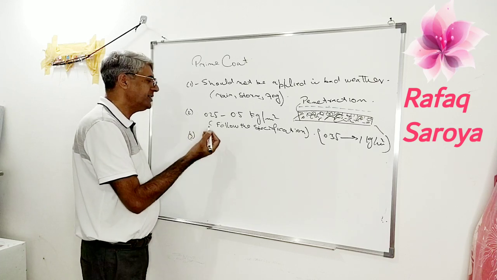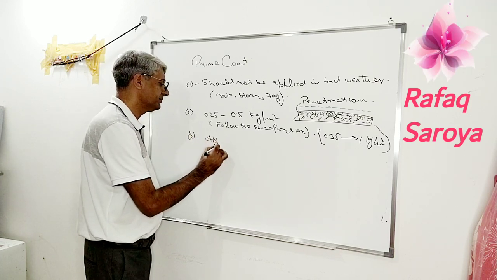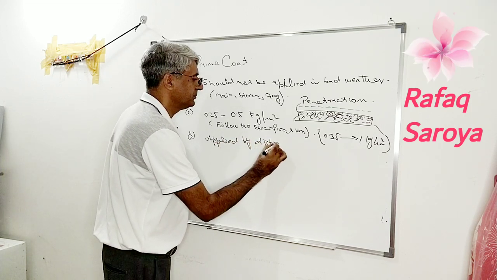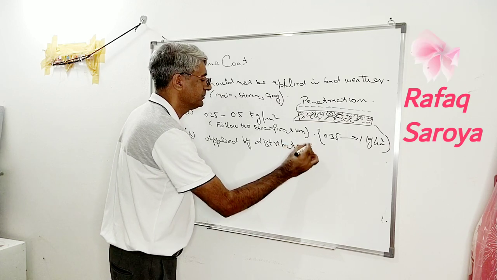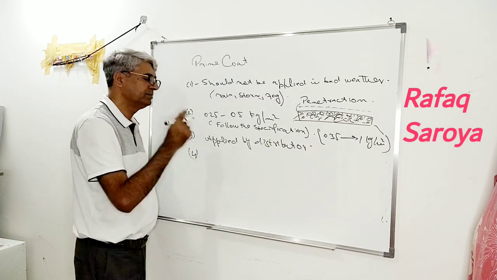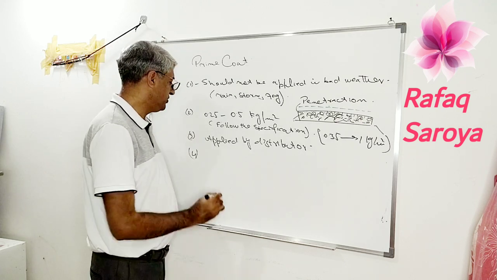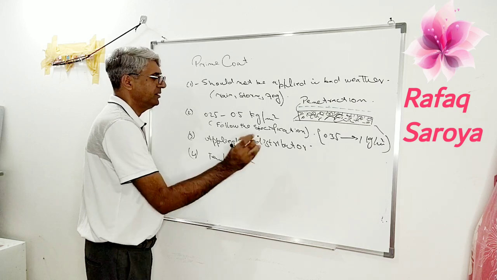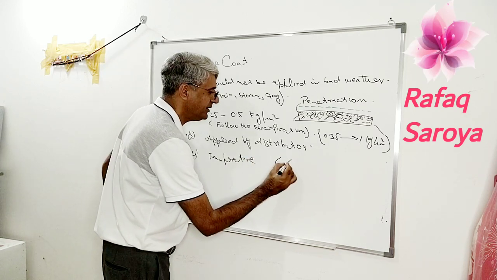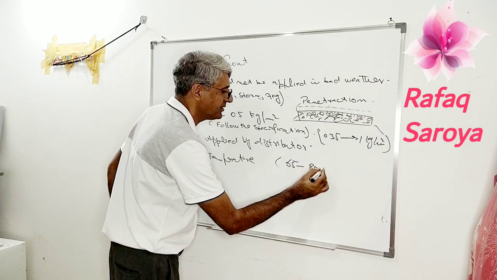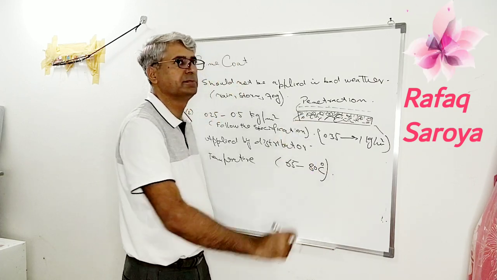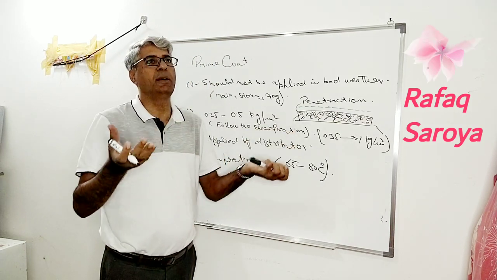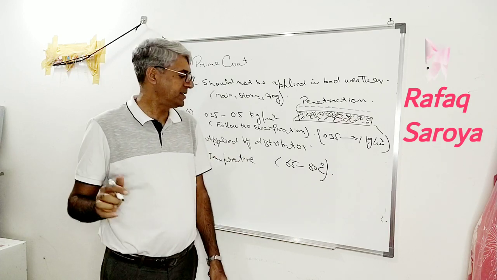Third one, it's applied by distributor. Fourth, very important, temperature. The acceptable range of temperature is 65 to 80 Celsius. Within this range, there should be the temperature when it's being applied on the surface.